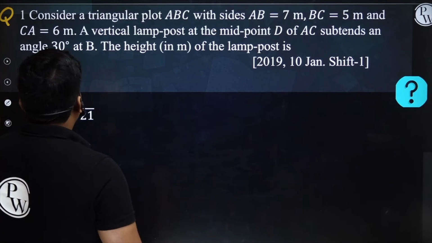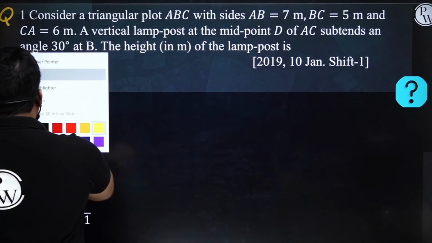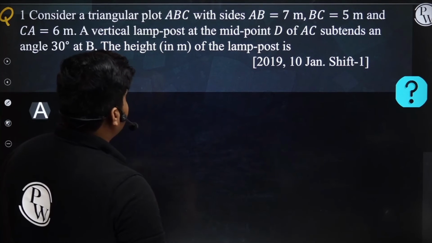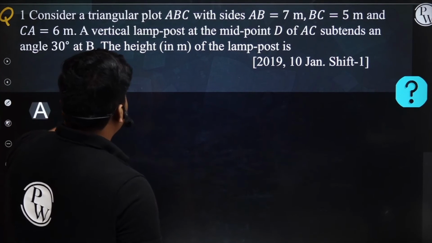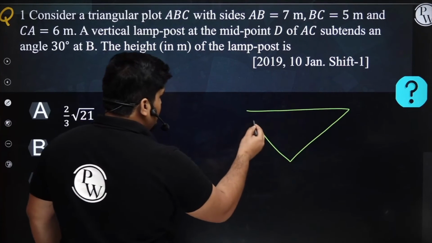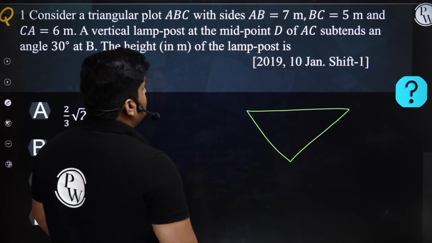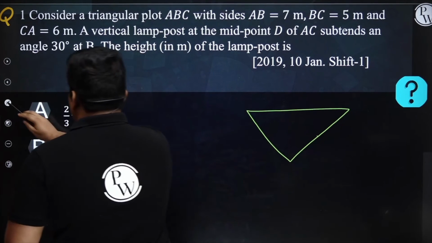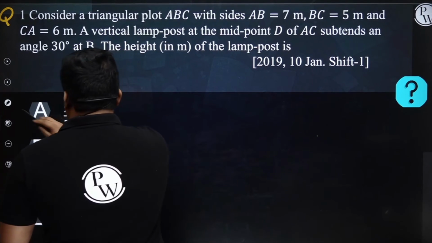We still have a few more to do. So the question here: consider a triangular plot ABC with sides AB, BC and CA given. So let's say this is a triangle. Let's draw it, let's draw again.